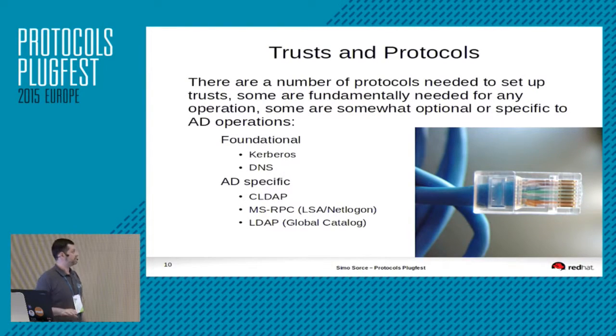So what are the protocols that are actually really needed if you want to do something like that? There are two that are foundational, I would say. One's called Kerberos and the other is DNS. And there are some that are AD specific, and they are not always technically really necessary for the functioning, or at least at the authentication level, but they are necessary for some of the operations you want to make simple.